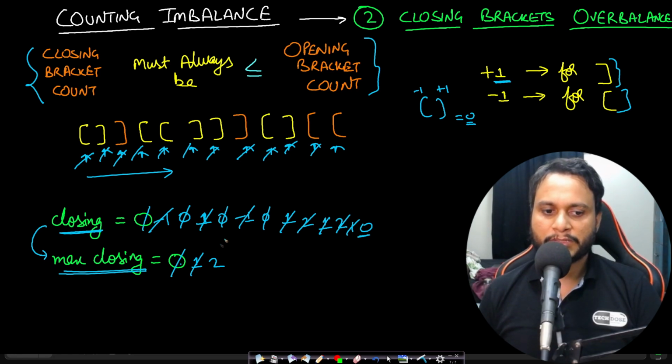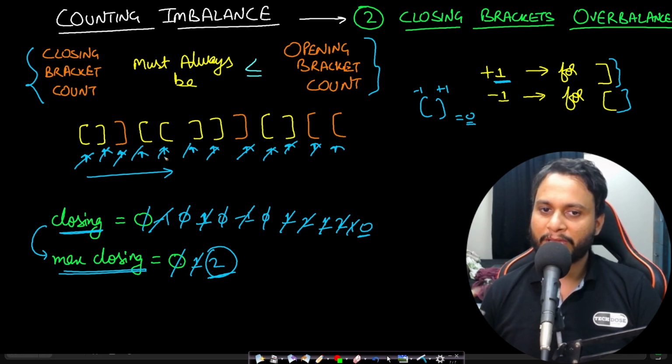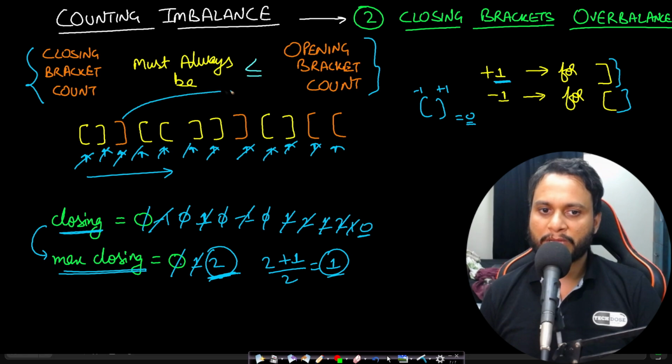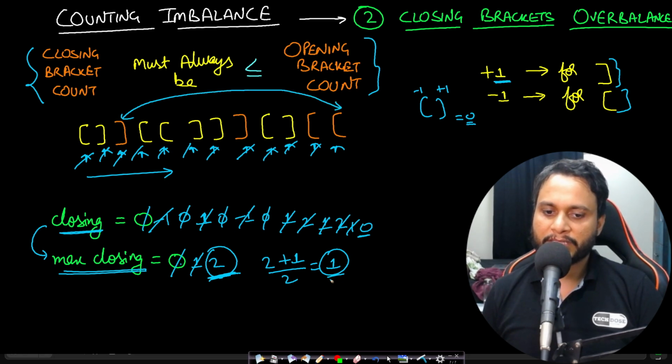So the maximum closing is actually showing me how many closing brackets are present which are creating imbalances. So maximum closing is representing the pair of imbalances. What we need to do is write (2 plus 1) by 2, and we need to do one swap to get it fixed. You can swap this item with the last item and get this fixed, right? So the answer in this case is 1.